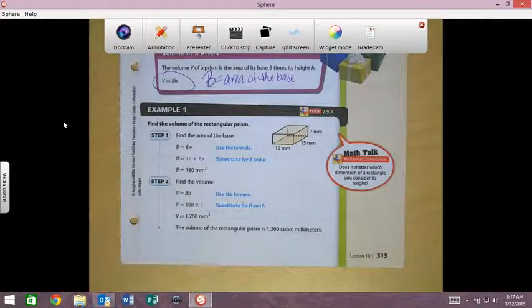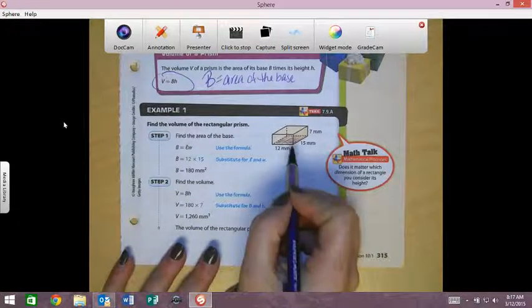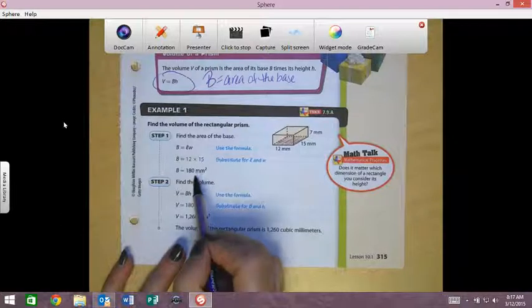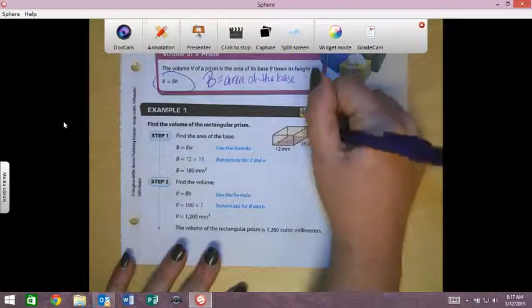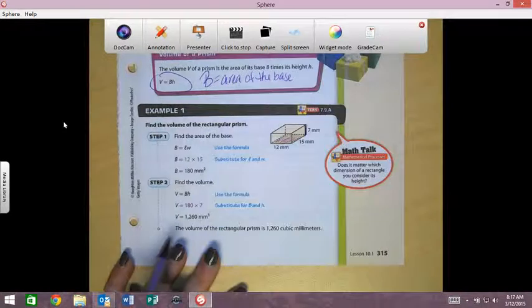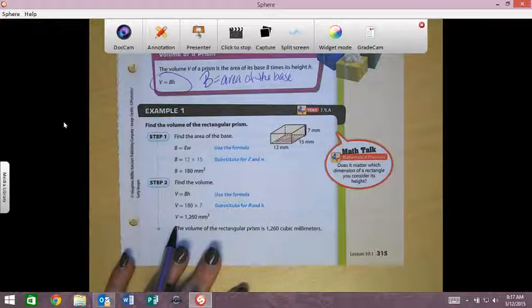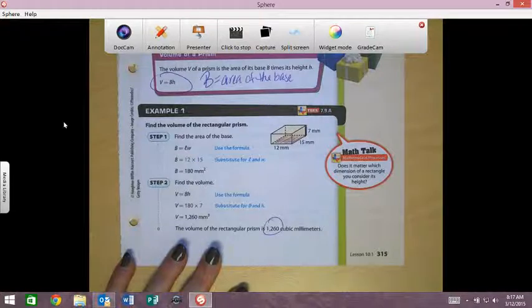For example 1, it says find the volume of the rectangular prism. So we find the area of the base, which is length times width. So here's our base. Length times width, so we have 12 times 15, and that's going to give us 180. Well, then we multiply that by our height. The height is your distance between your two bases. So in this case, our height is 7. So we'll do 180 times 7, and that will give us 1,260 cubic millimeters. So the volume of our rectangular prism is 1,260 cubic millimeters.